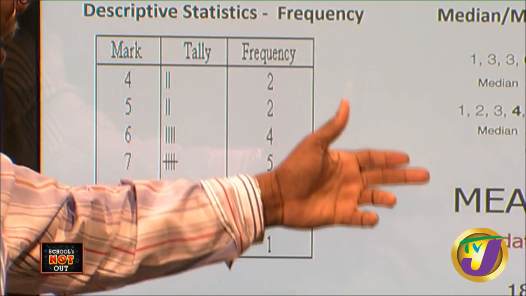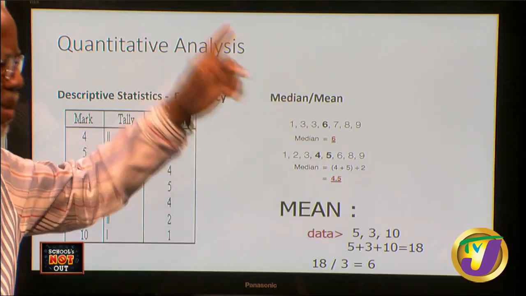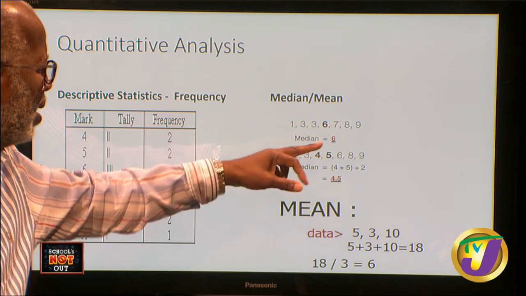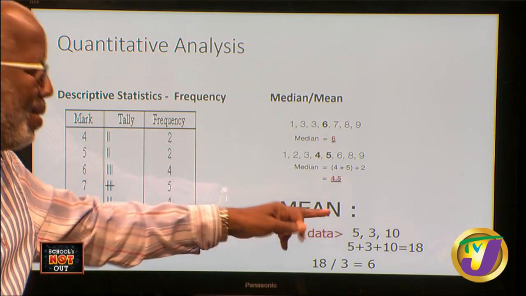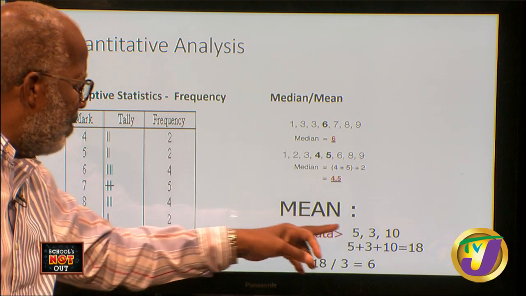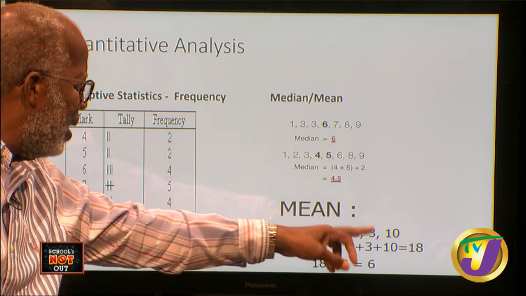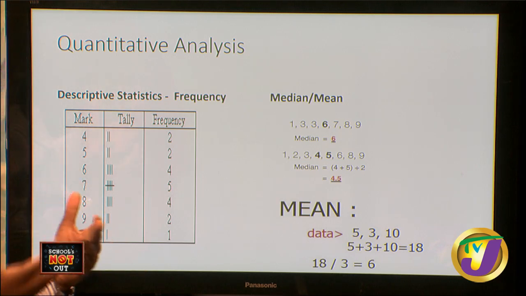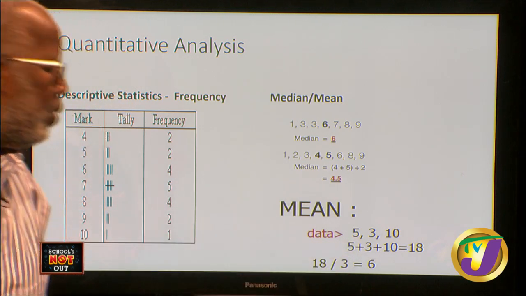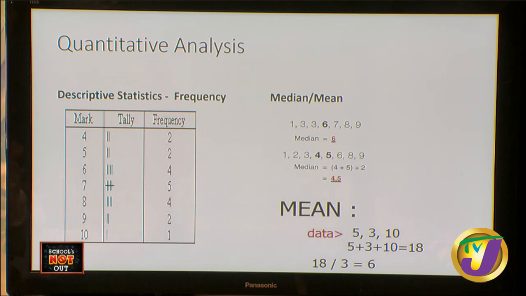Then we have the median, of course. Median means the kind of middle mark: 1, 2, 1, 3, 3, 6, 7, 8, 9. So the median is 6. The mean, again, the average, you do that quite easily. So we have 5, 3, 10. So 5, 3, 10 give us 18. So we divide by the amount, 1, 2, 3, and so we get 6. So we have the mean being 6.